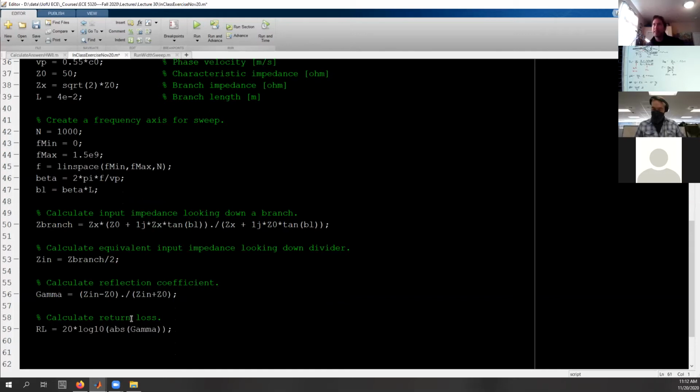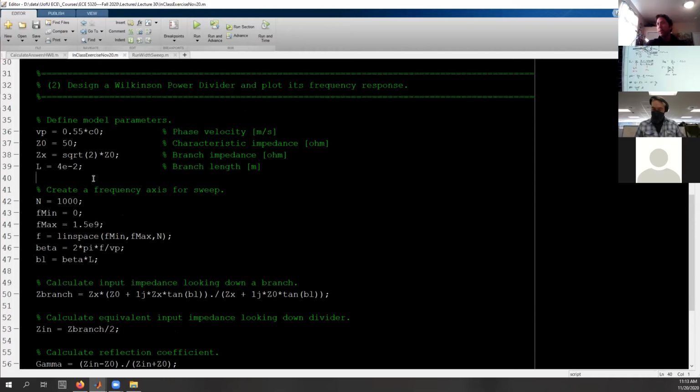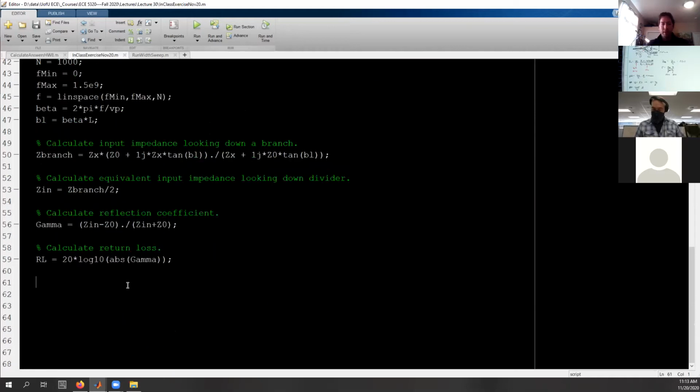There we go. So if I did everything correct, we should see a nice match somewhere in the vicinity of, oh, actually, what is lambda over 4? I forget what values I put in, but it'll be somewhere between 500 megahertz and 1 gigahertz, I think. I just pulled this number out of thin air, so I don't know exactly what frequency that will correspond to, but it's a pretty long length. So we'll see how that goes.